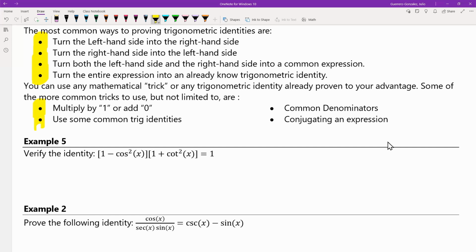Use some common trig identities. Like I said, I gave you a couple from up above. That is perfectly fine, right? Common denominators, sometimes you might need to do common denominators, right? Or conjugating an expression. Hopefully you guys remember the conjugate of an expression or of a number. If you don't, I believe it's section 3.1 where I show you how to do a conjugate, okay? At least a complex conjugate. But the idea for conjugating an expression is no different. You just change that value in the middle, okay?